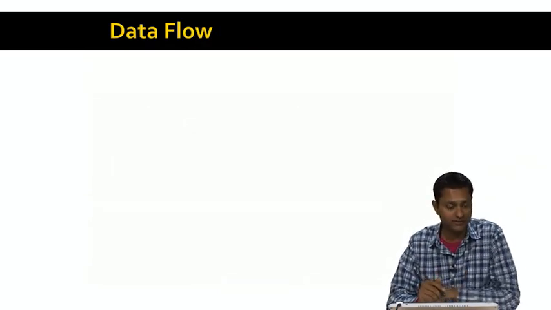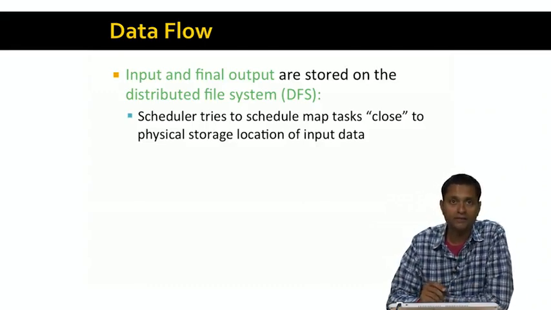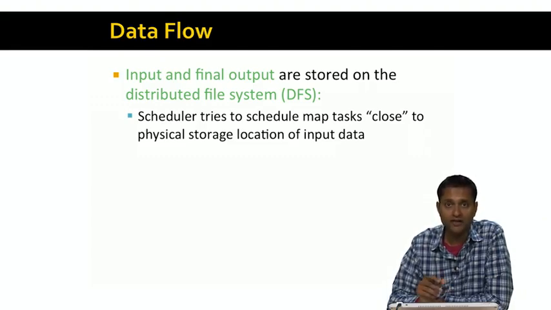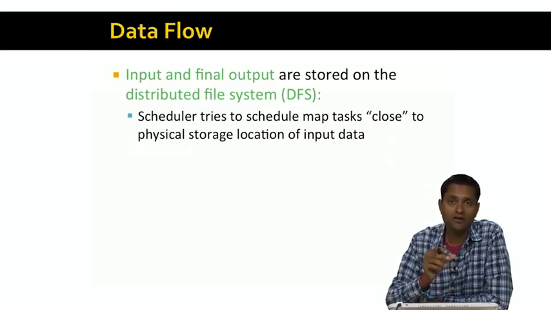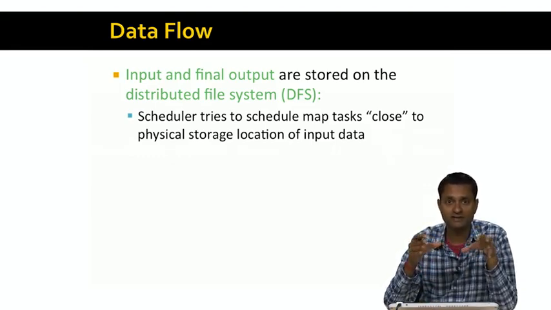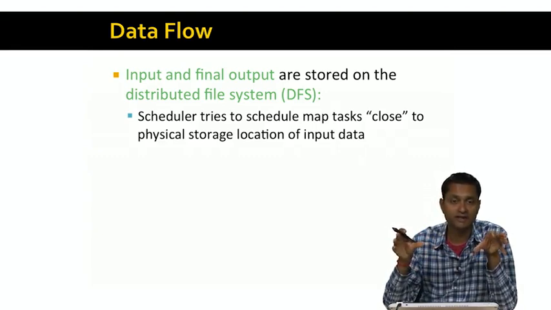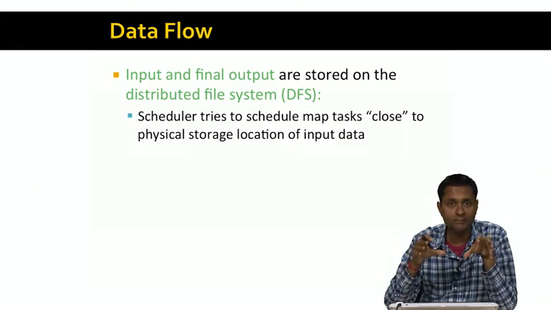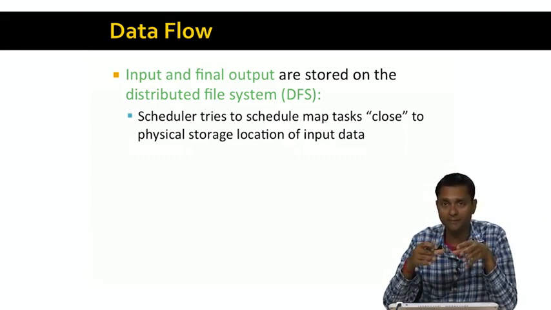So let's look at the data flow that's associated with MapReduce. The input and the final output of a MapReduce program are stored on the distributed file system, and the scheduler tries to schedule the map task close to the physical storage location of the input data. What that means is that, recall, the input data is a file, and the file is divided into chunks, and there are replicas of the chunks on different chunk servers. The MapReduce system tries to schedule each map task on a chunk server that holds a copy of the corresponding chunk. So there's no actual data copy associated with the map step of the MapReduce program.